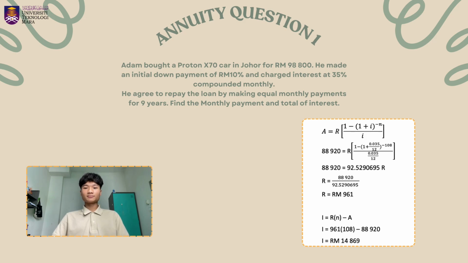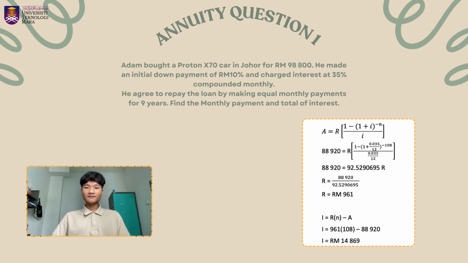Question 1, annuity. Adam bought a Proton X70 car in Johor for 98,800. He made an instant down payment of 10% and charged interest at 3.5% compounded monthly. He agreed to repay the loan by making equal monthly payment for 9 years. Find the monthly payment and the total of interest.